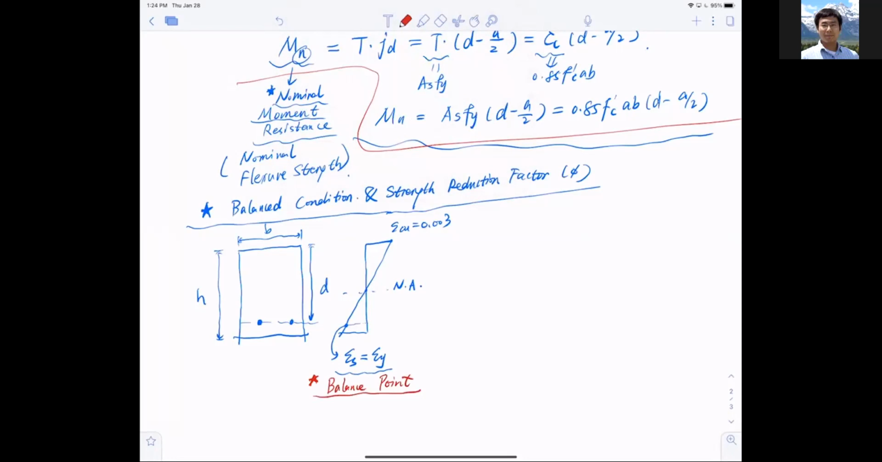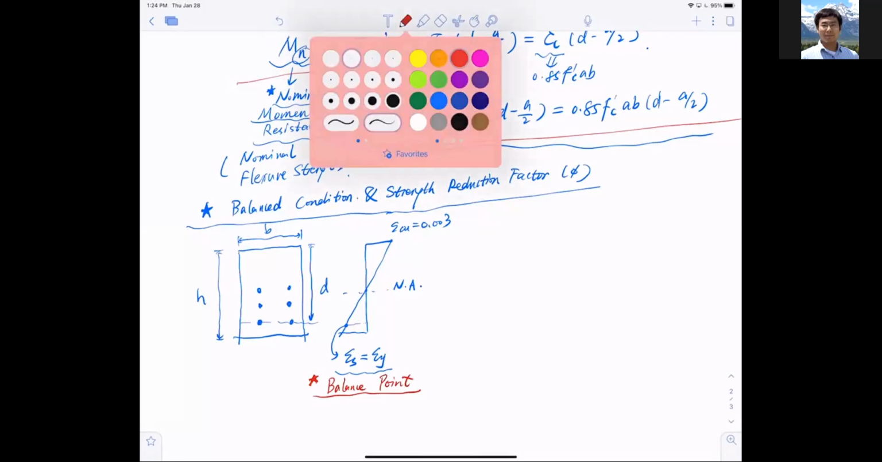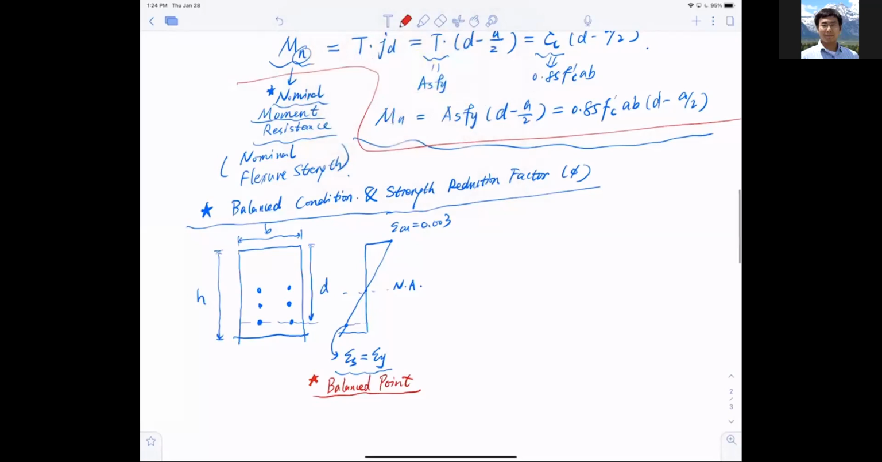Meaning that the strain in the last layer of steel, because naturally you may have layers here and layers on the top and so on, but the last layer of steel has a strain that happens to be epsilon y, and this is called a balanced point.